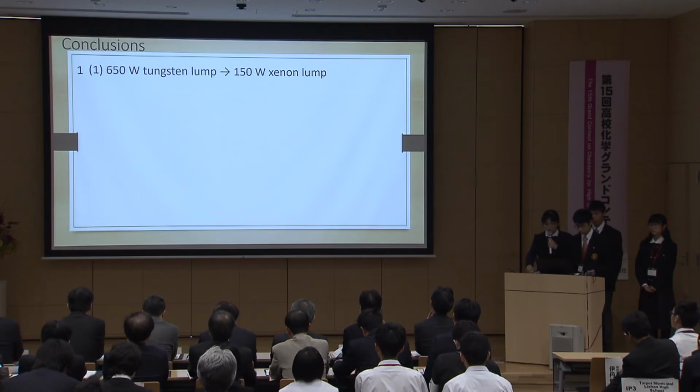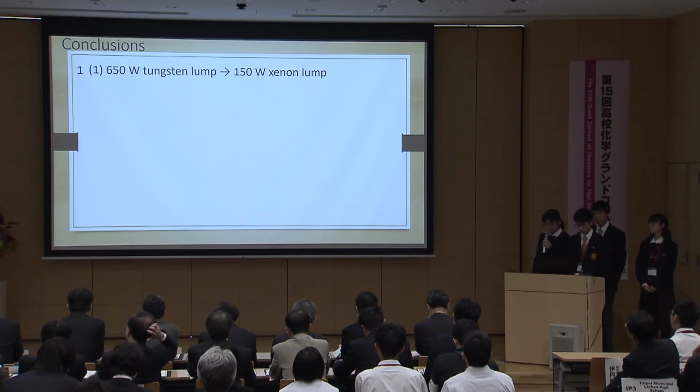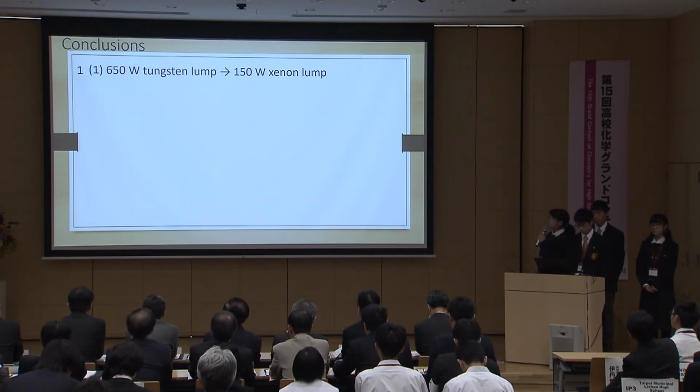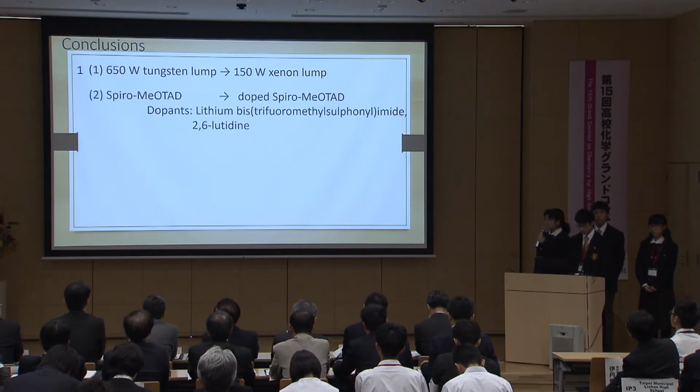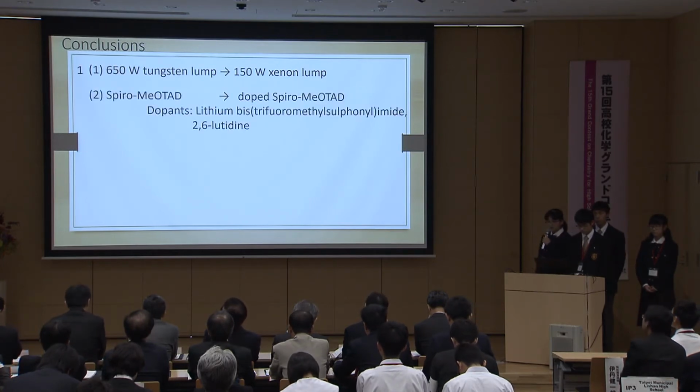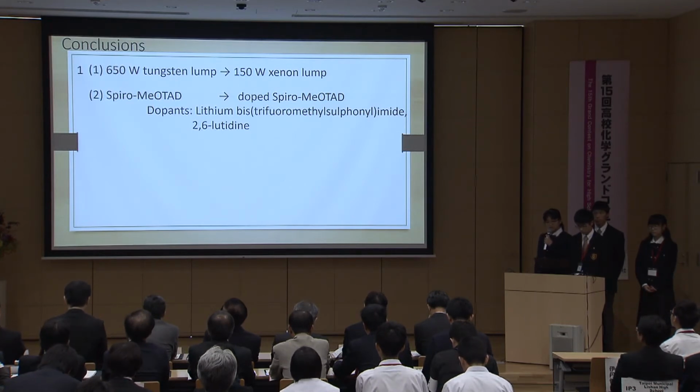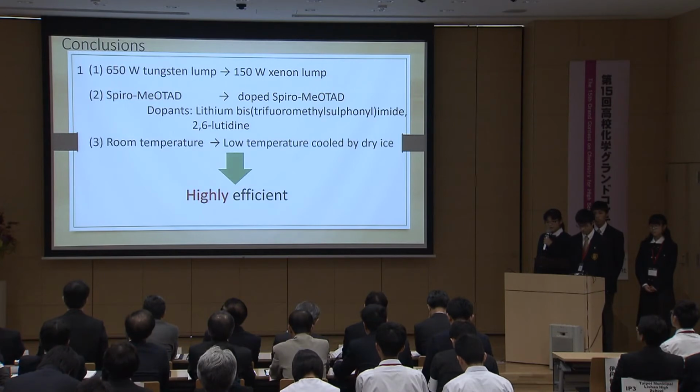Next, conclusion. First, if we use a 100-watt xenon lamp instead of a 650-watt tungsten lamp, both the open circuit voltage and short circuit current values increase. If we add the lithium compound as an important dopant to increase hole mobility, the open circuit voltage gets better. In terms of temperature, the device cooled by dry ice works much better than under room temperature.